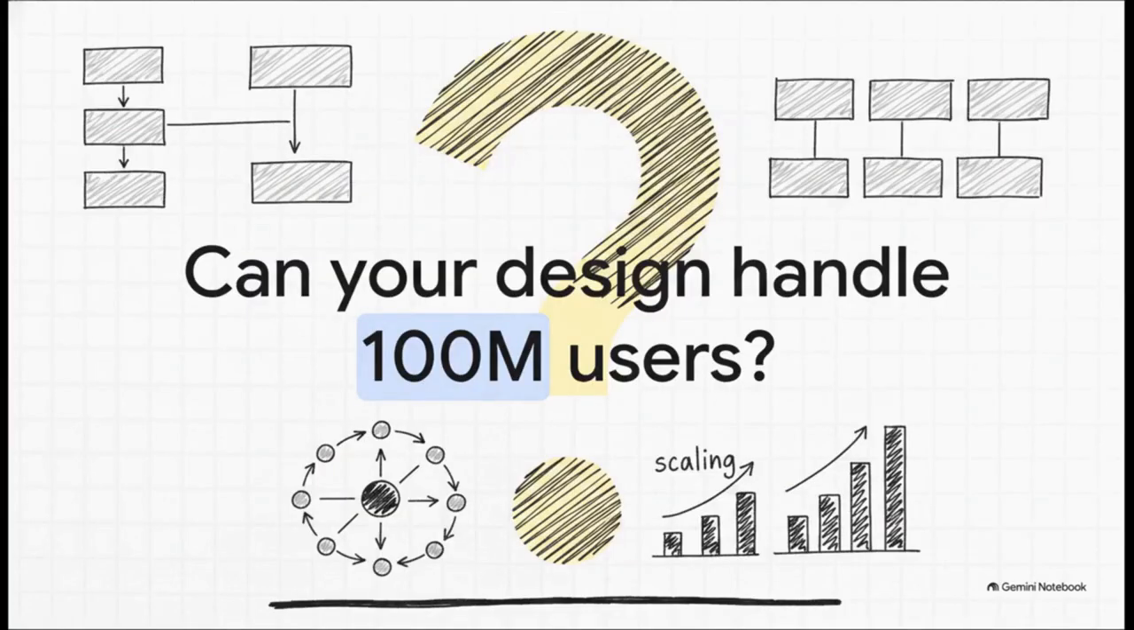Which brings us to the final thought for today's explainer. You've reviewed the source material, you've learned the ins and outs of horizontal and vertical partitioning, sharding, consistent hashing, and the danger of hot partitions. Your architectural blueprint is complete. The foundation is officially laid. So I leave you with this provocative question. Your system is designed, but can it survive 100 million users?